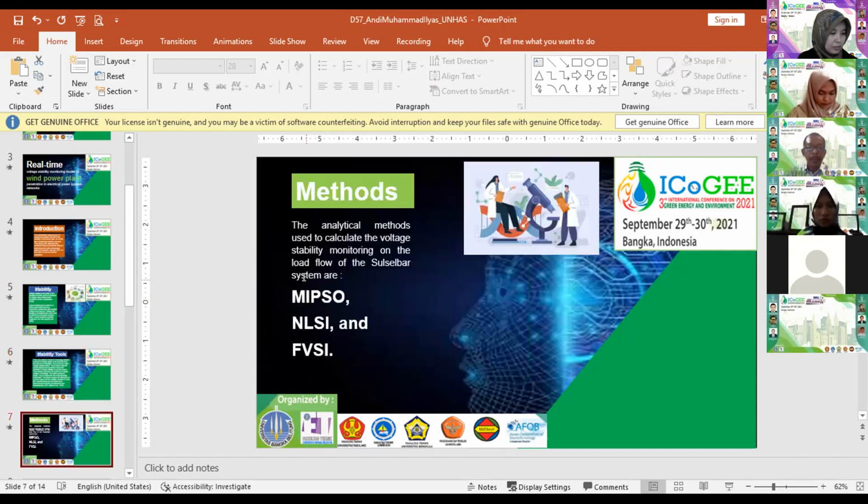Method. In this research, the analytical method used to calculate the voltage stability monitoring on the load flow of the system are modified with particle swarm, and new line stability and fast voltage stability indices.